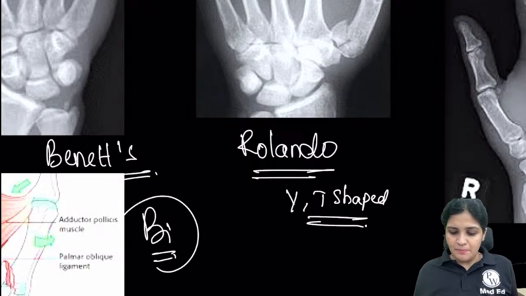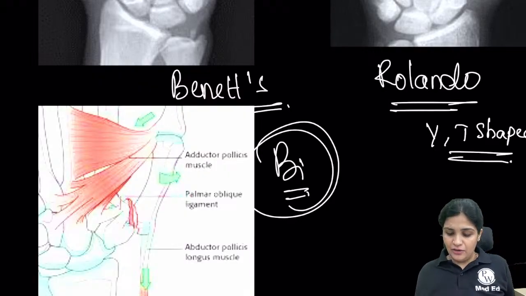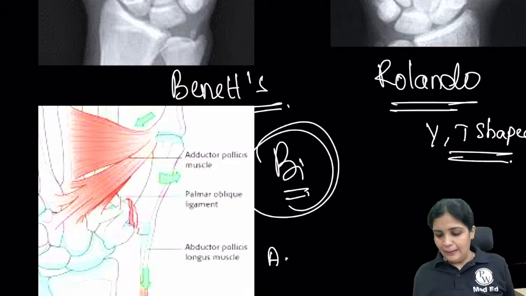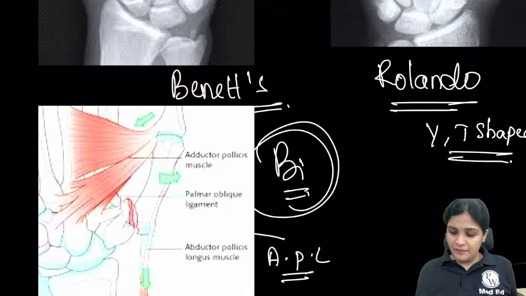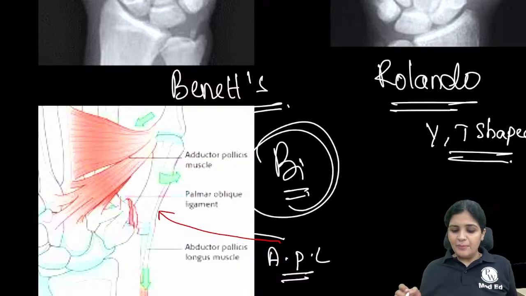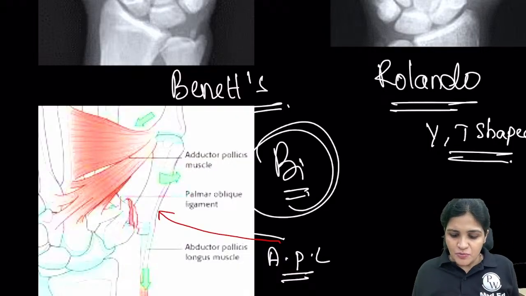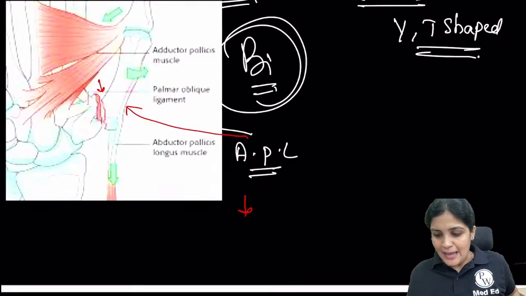So Bennett's is bi. But why do you have to concentrate on Bennett's? Because there is a pull of this tendon. If you see, your abductor pollicis longus tendon, APL tendon, is attached to this longer fragment, and it tries to pull the fragment downward. So that is why there is a problem in healing of this Bennett's fracture, and that is why this requires absolute reduction.